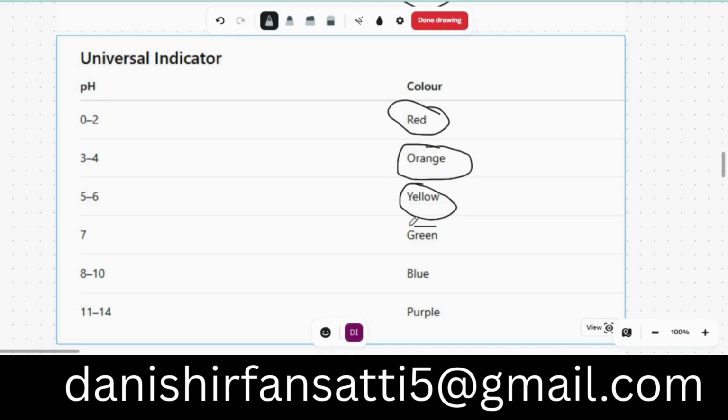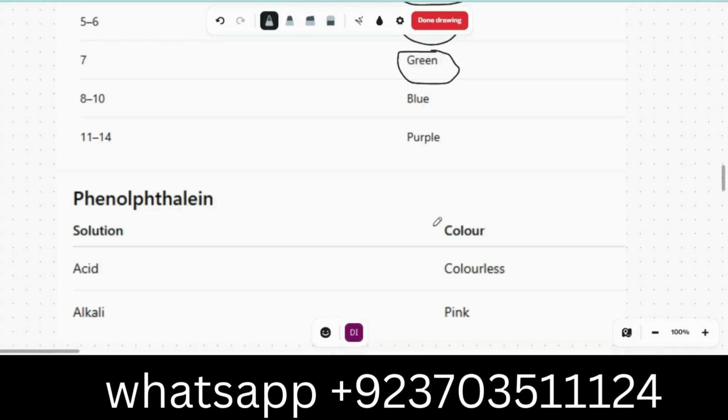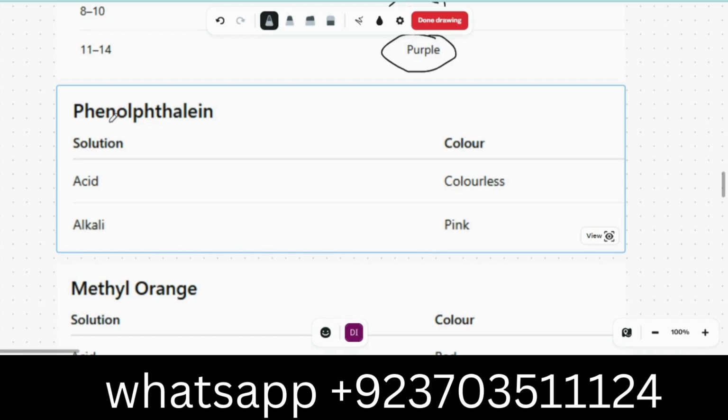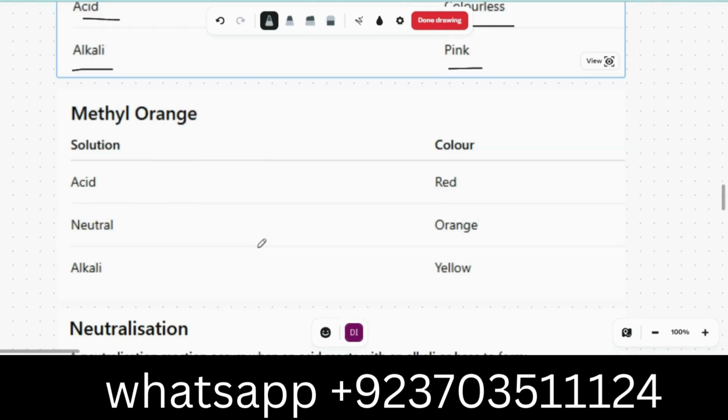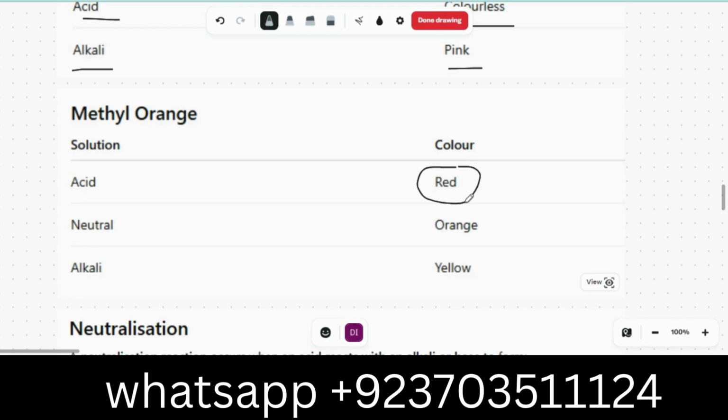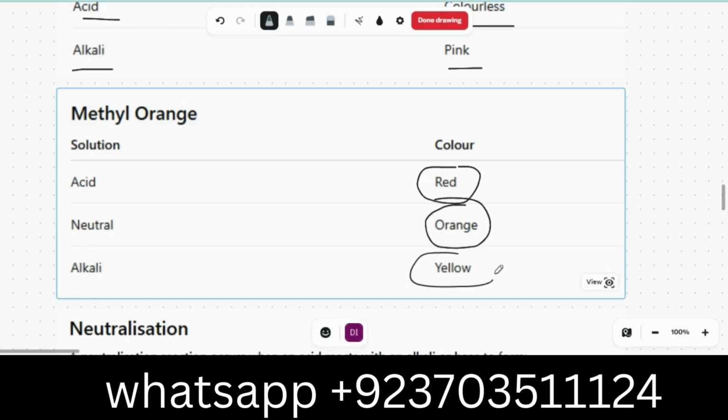7 means green, neutral. After 7 we get alkaline. Now OH- ions are more, meaning alkaline. Blue means weak base and purple means strong base. In phenolphthalein, acid gives us colorless and alkali will give us pink. In methyl orange solution, acid gives us red, neutral is orange, and alkaline is yellow.